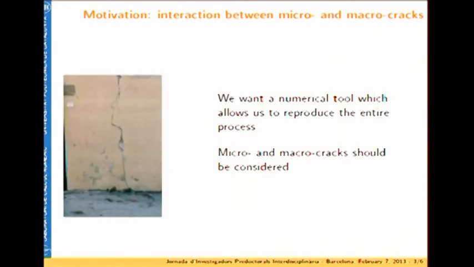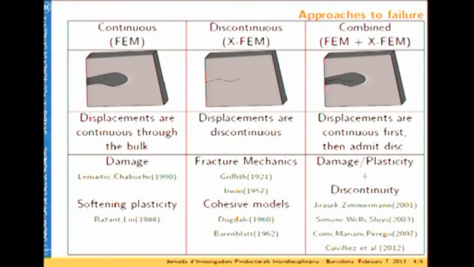if we see this detail, we see not only this crack, but also all these diffusive micro cracks. Obviously, we do not want to break a house every time we want to understand some properties of the material, so the idea is to have a numerical tool which allows us to have a complete simulation. From a numerical point of view, we can use different kinds of models: continuous models, discontinuous ones, and combined strategies that combine continuous and discontinuous approaches.